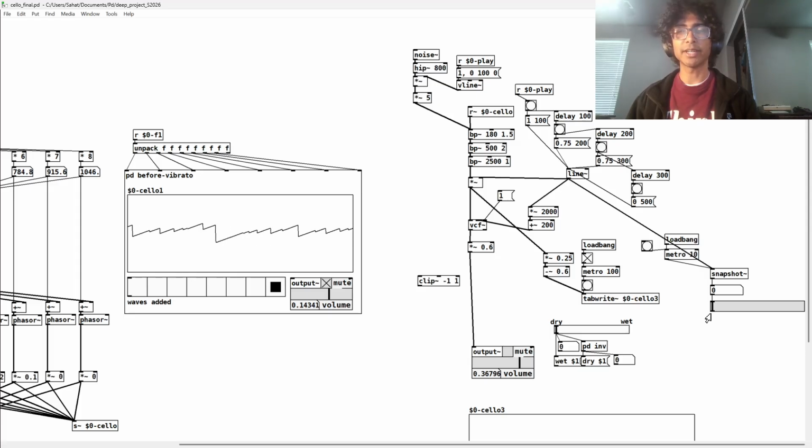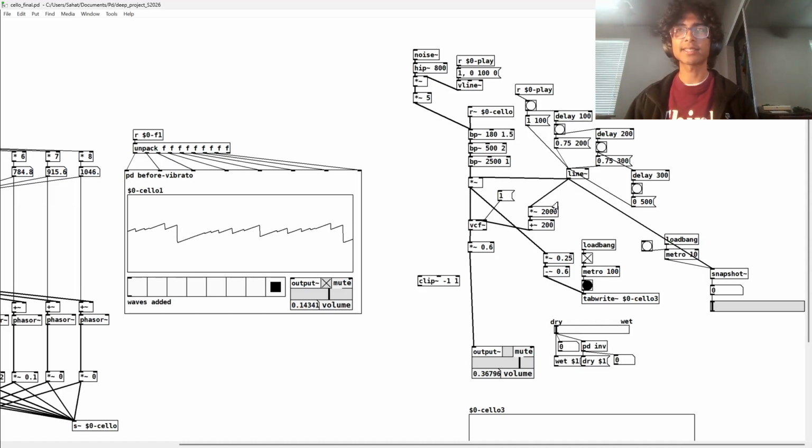So because I wanted to emulate a quick attack of the bow, I used a very fast attack, about 100 milliseconds. And just about 100 milliseconds for the decay, and then 100 milliseconds for the sustain, and then about 200 milliseconds for the release.